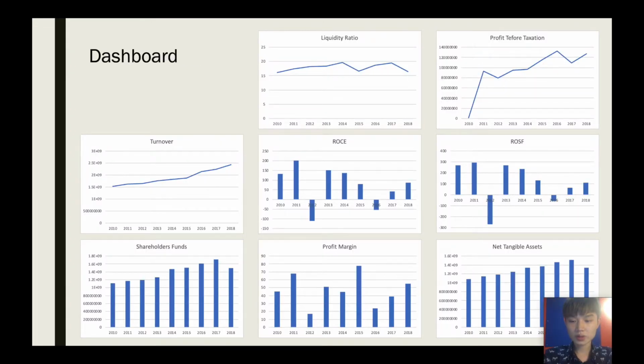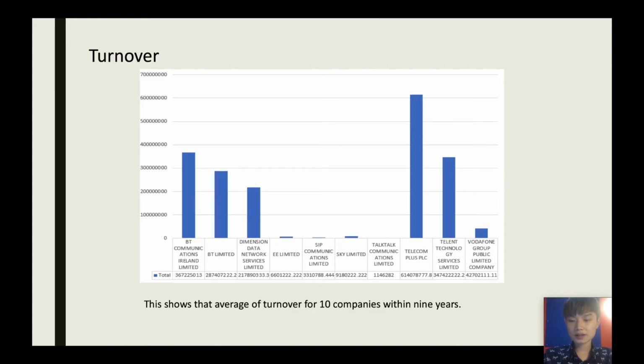In the dashboard, we can see all the graphs, but there is still a limitation: the figures are from 10 companies during 9 years, so they can't represent the whole telecommunication industry. First, as I used turnover to classify big and small companies, it shows the average turnover for 10 companies within 9 years.